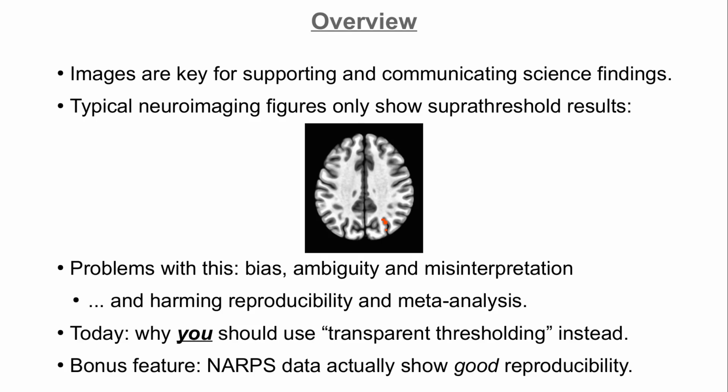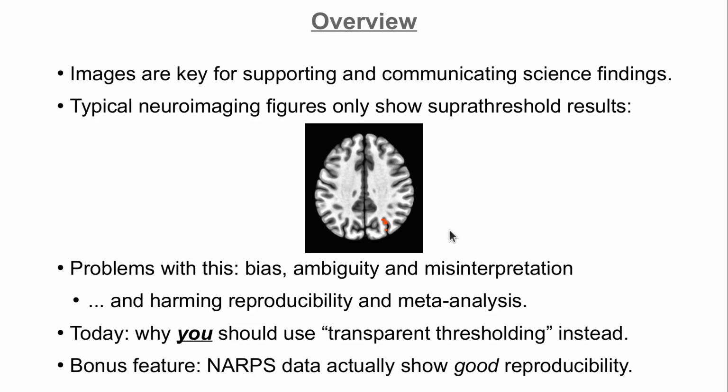In neuroimaging, when we present brain results, we normally show them like this, where we apply one or more thresholds, and then we show the small amount of voxels or clusters that survive that thresholding, and nothing else, even though we've usually acquired data throughout the whole brain and modeled it there.